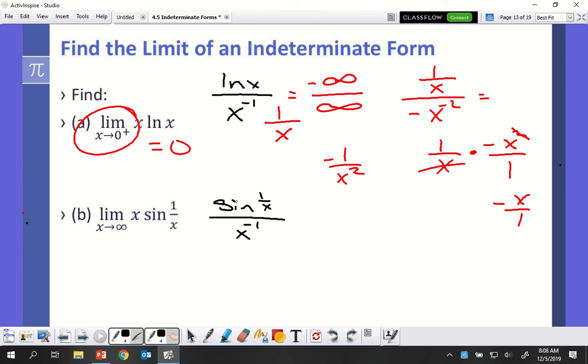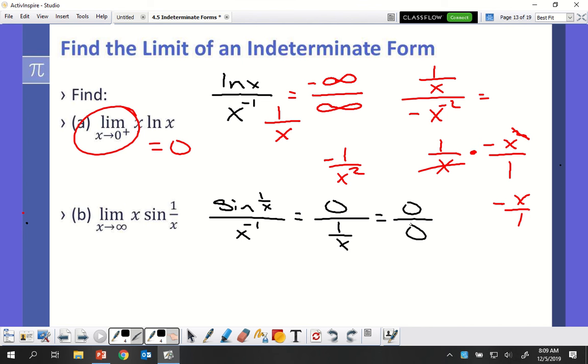0. Okay. Over, now I'm gonna rewrite that x to the negative 1 as 1 over x. So 1 over x, right? Again, 1 divided by infinity is 0. So using this, I now showed that I have 0 over 0, which is indeterminate. So now that I have the indeterminate, I can actually do L'Hopital's rule.